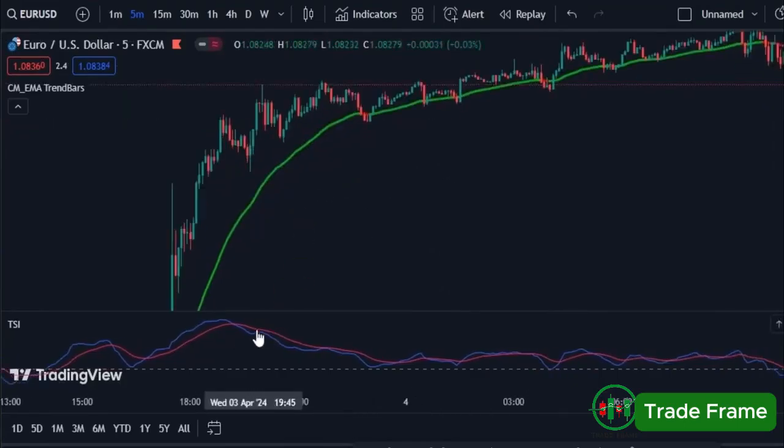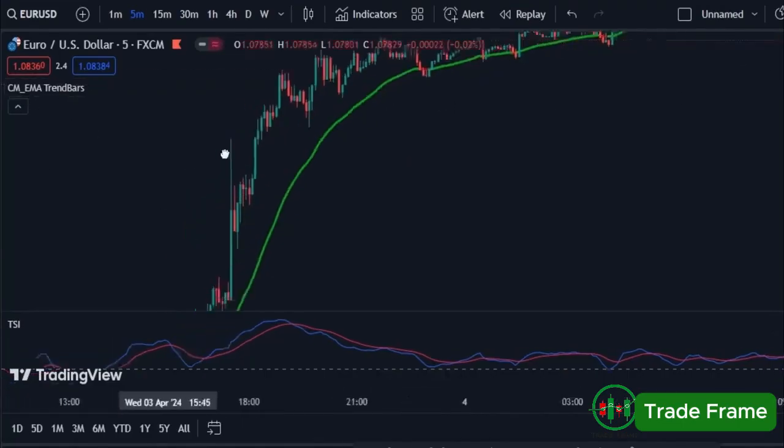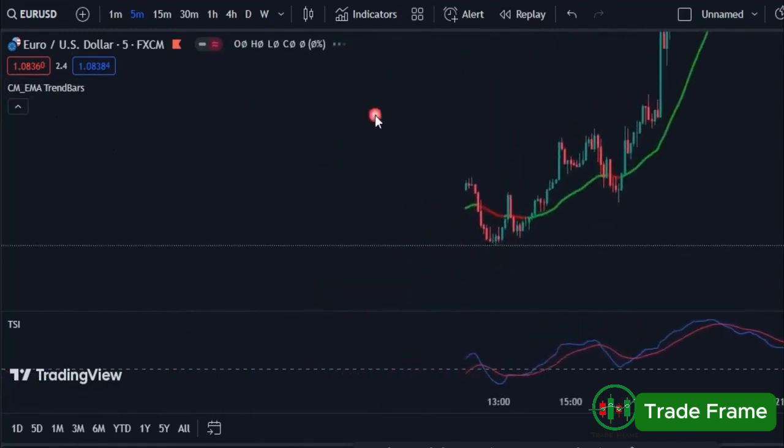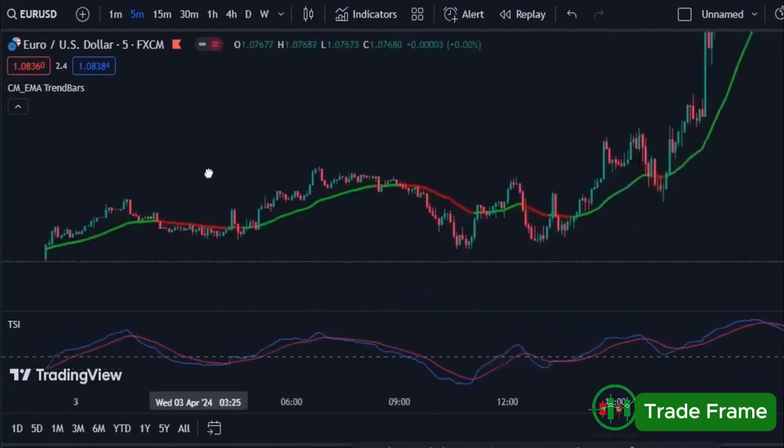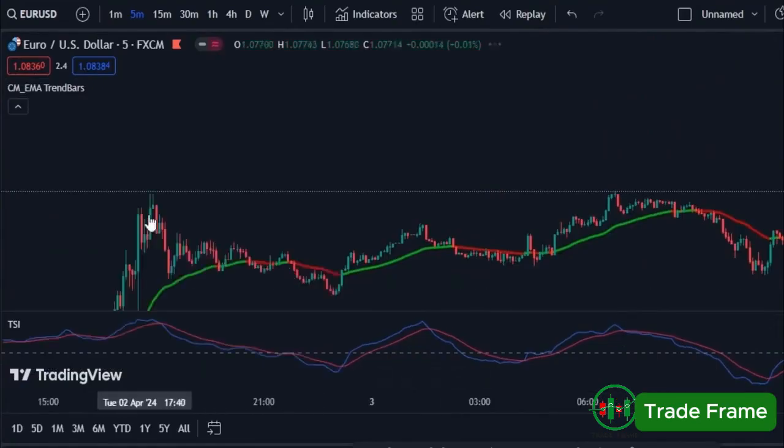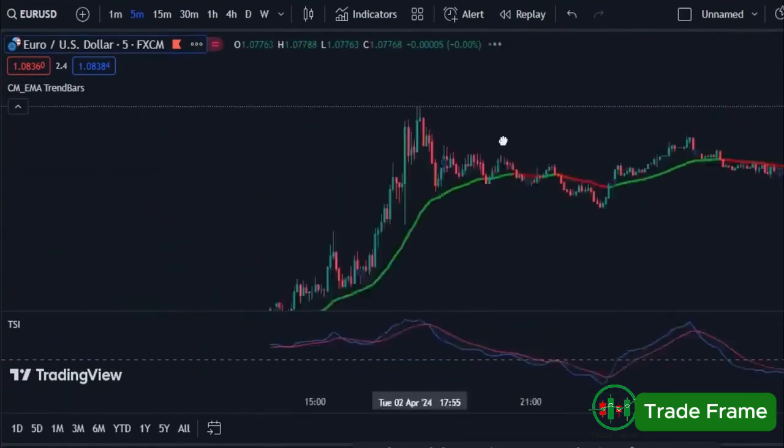See, for example, here, the TSI indicator has come and issued a bearish signal for us. However, as we can see, this second indicator that we added to our chart, namely the CM EMA trend bars, has not confirmed the signal. So overall, with the prior knowledge we have and the signals that are issued for us, we can make more informed decisions for our trades.